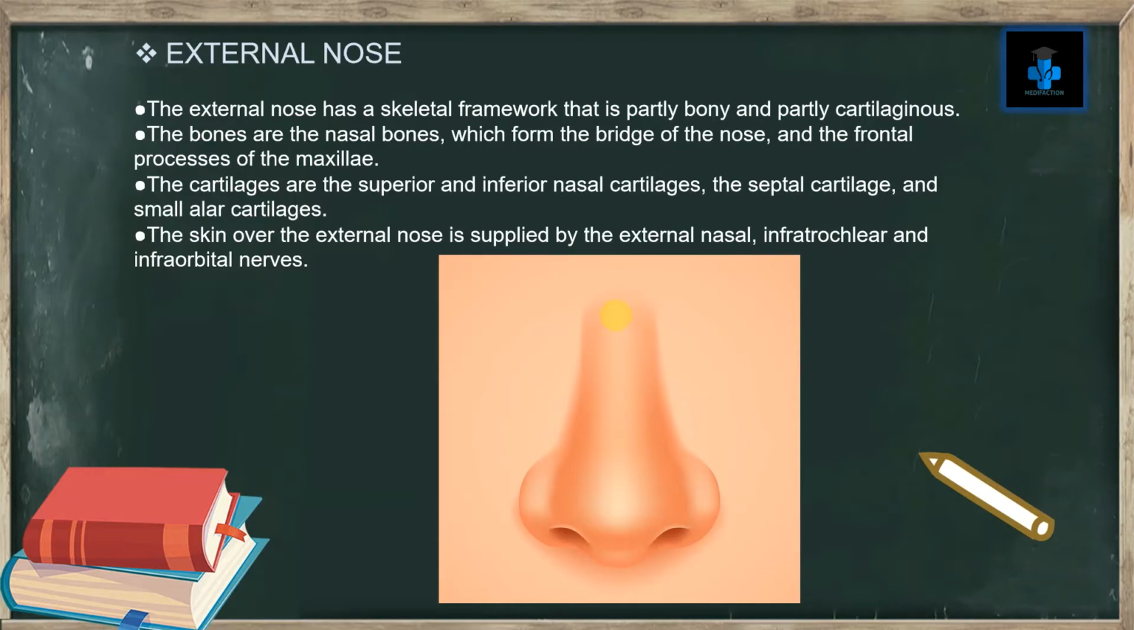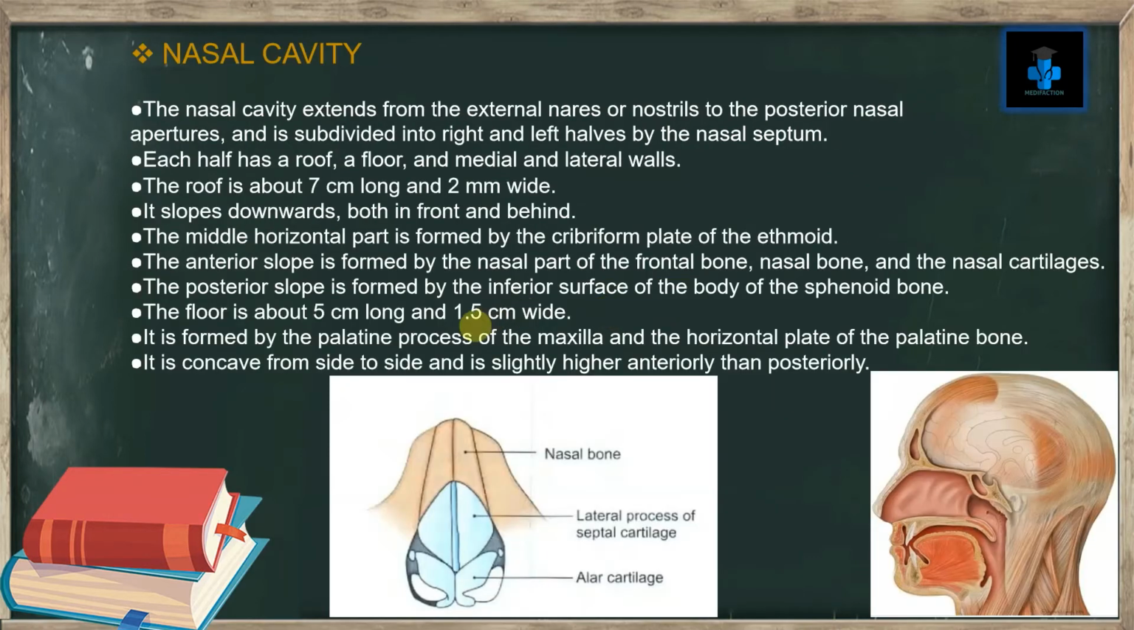The skin over the external nose is supplied by the external nasal, infratrochlear and infraorbital nerves. So this right here is the alar cartilage, and this is the lateral process of the septal cartilage. This is the nasal bone.